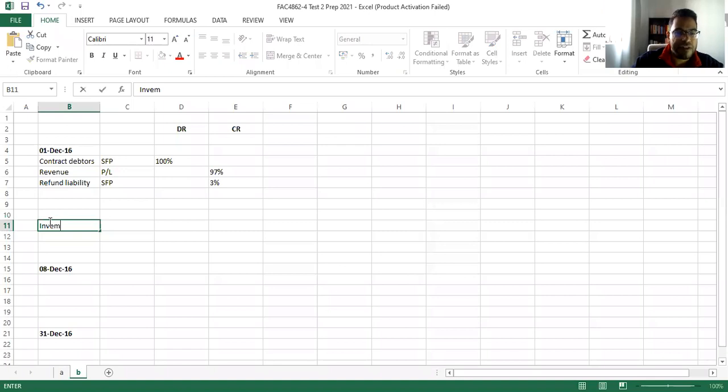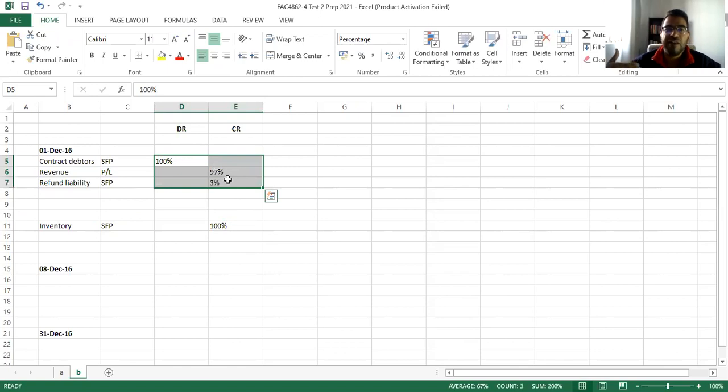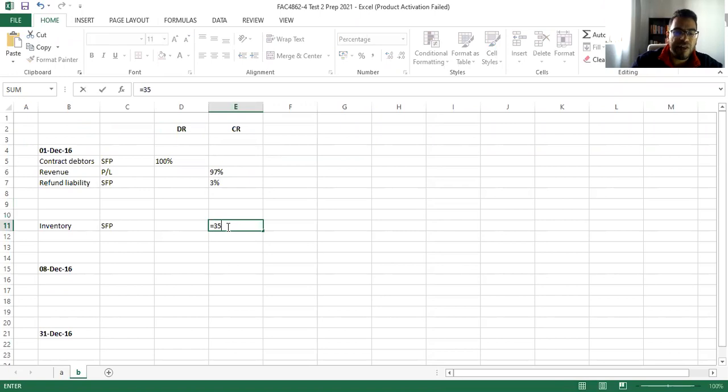So we will have inventory. Inventory is an asset, so we'll have SFP. We will credit inventory with 100% of the cost price. This over here is based on the transaction price that is allocated to the computers. The inventory part relates to the cost price. Remember, they told us the cost price is 3,500. So inventory over here will be 3,500 per computer times 100 computers.